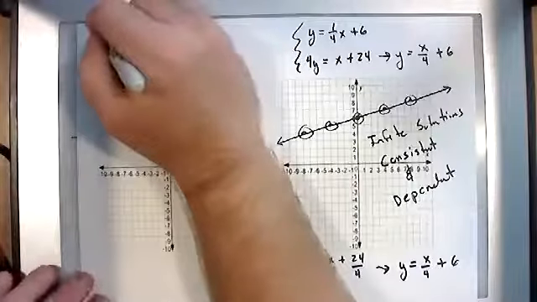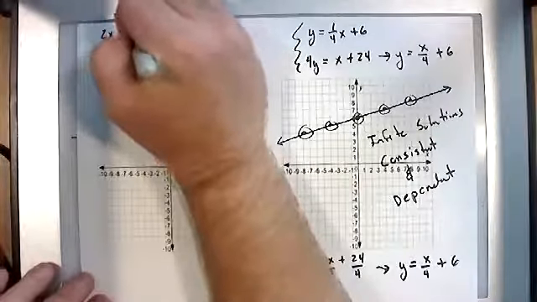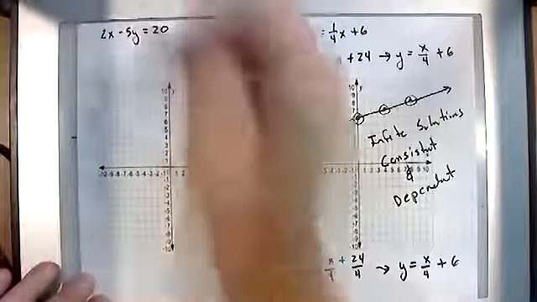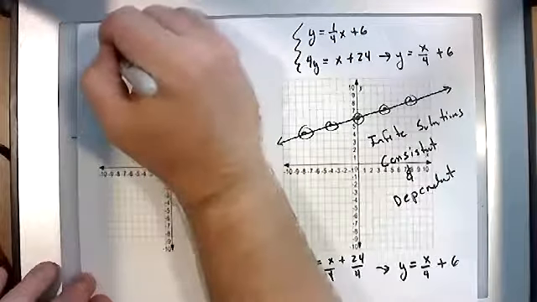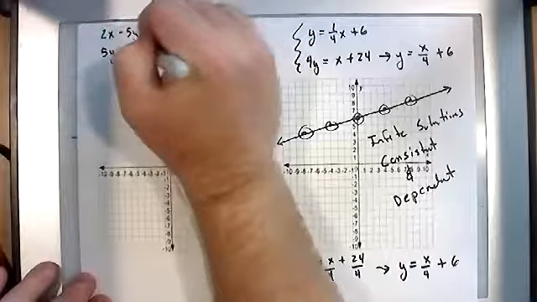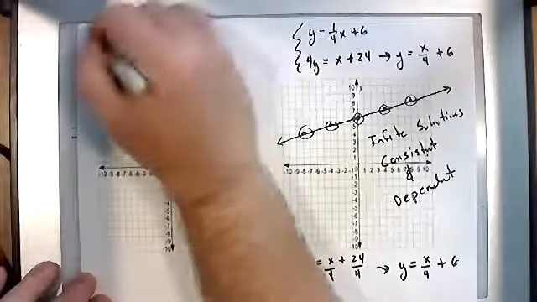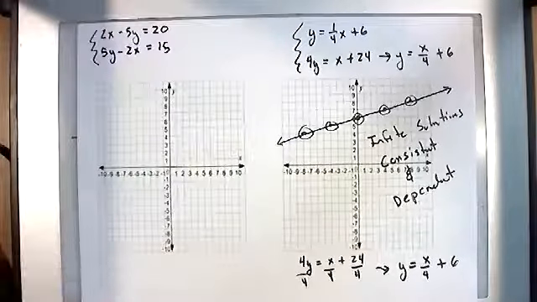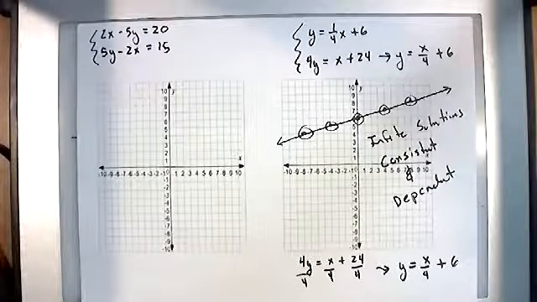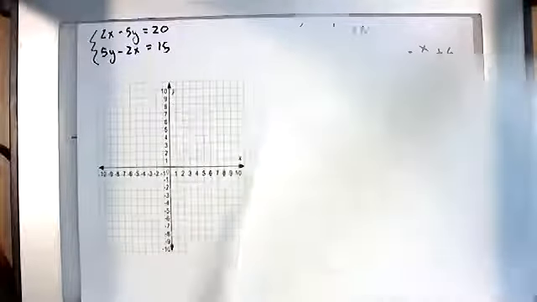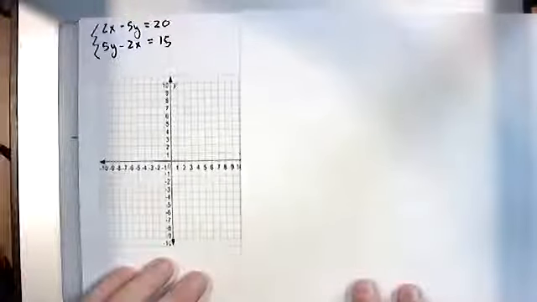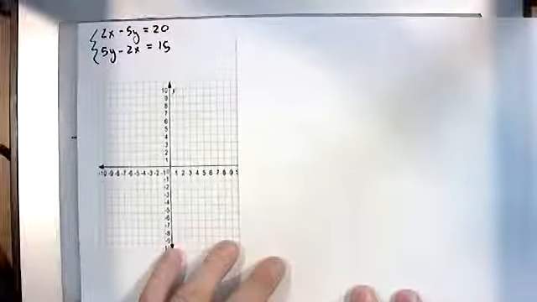So here we have 2x minus 5y equals 20. Then we have 5y minus 2x equals 15. So neither of these are in y equals mx plus b, so let's go ahead and do that. Let's do that on another sheet of paper right quick over here. You know, just for room, because I don't want to have to squeeze it in there.